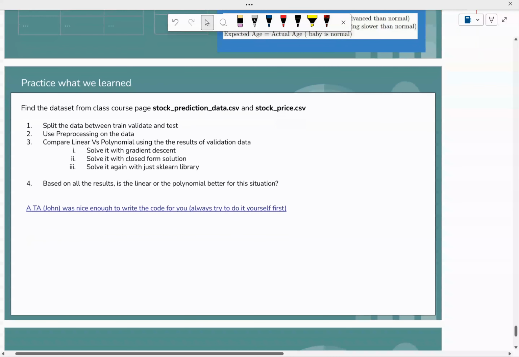So here we're done. I want you to practice what we learned. Once again, pull out the stock price, and this time I want you to split the data between train and validate. Make sure you pre-process the data, and now you want to see if a linear versus polynomial does better. Try these models, and that's it.